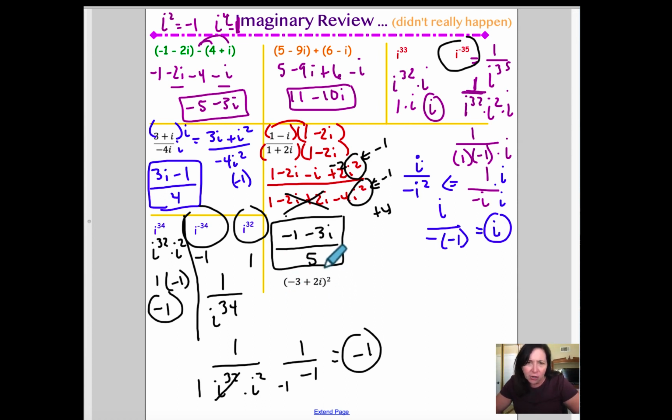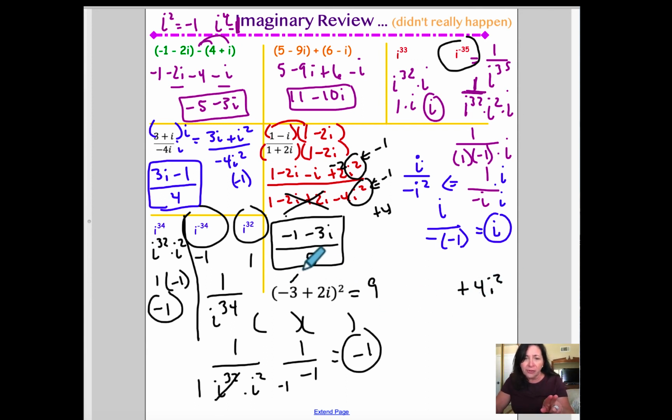This one right here says negative 3 plus 2i quantity squared. So for this, you're going to do 2 parentheses, or you're going to use a shortcut. The shortcut is square the first term, 9, square the last term, so that's going to be plus 4i squared. Multiply these 2 terms inside, so that's negative 6i, double it, negative 12i.